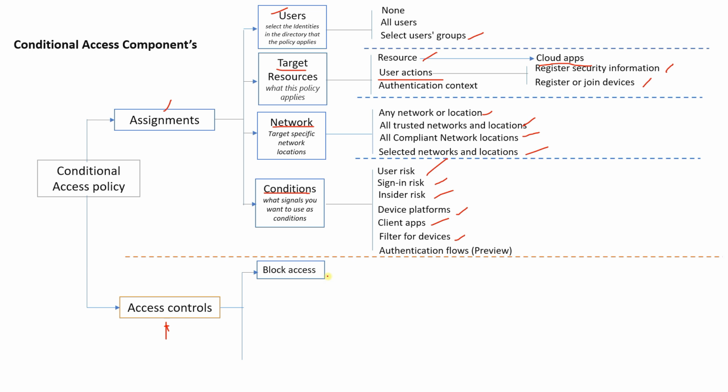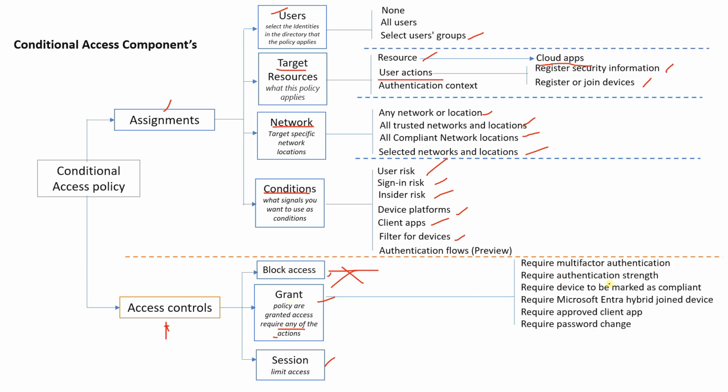Access control is divided into block access, grant access, and session. Block access means they block your access. Grant access means that if any one of these actions is met, they will grant access. The actions are: require multifactor authentication, require authentication strength, require device to be marked as compliant, require Microsoft Intune hybrid joined device, require approved client apps, and require password change.